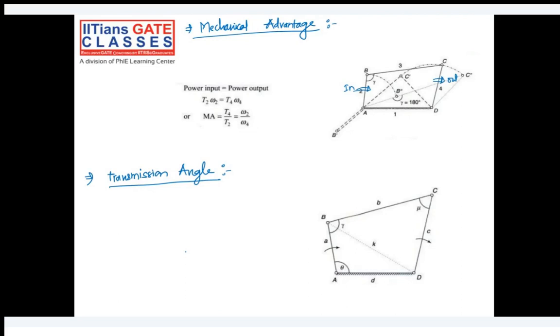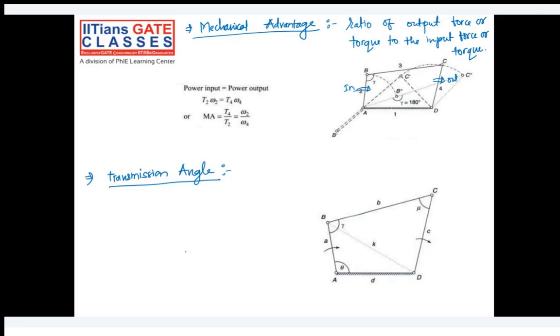So write down the definition. Mechanical advantage is nothing but the ratio of output force or torque to the input force or torque. Okay, so it's T4 by T2. Another definition, which you should know, is the transmission angle. This they can ask in the exam.